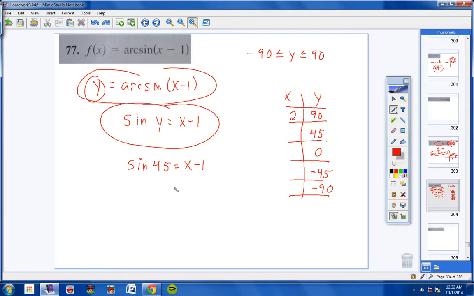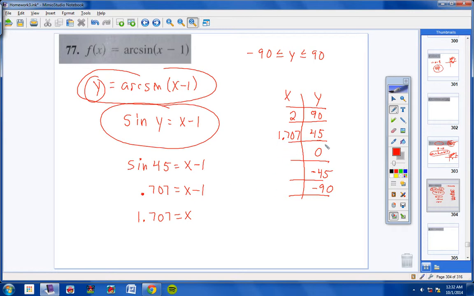I get 0.7071067812. So I'm going to put 0.707 equals x minus 1. Now bring the 1 over and make it a positive 1, and we get 1.707 equals x, okay? So let me move something here real quick, and let's write that down. 1.707. So in other words, when I put 45 in, I got out 1.707.